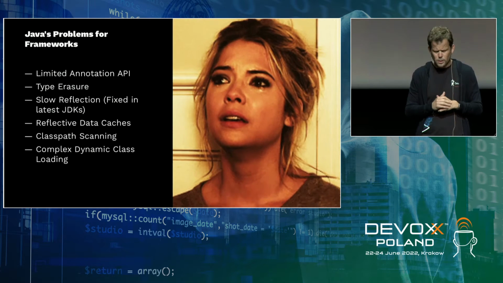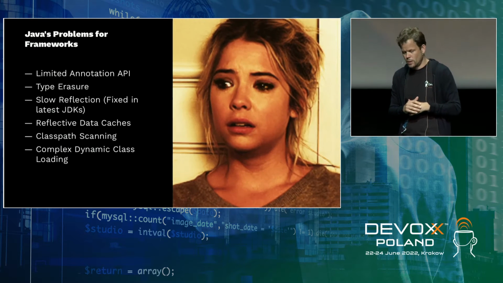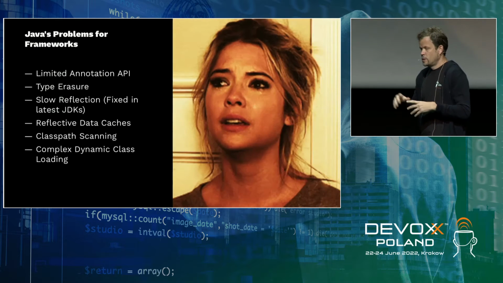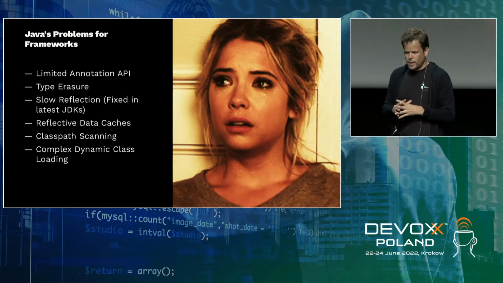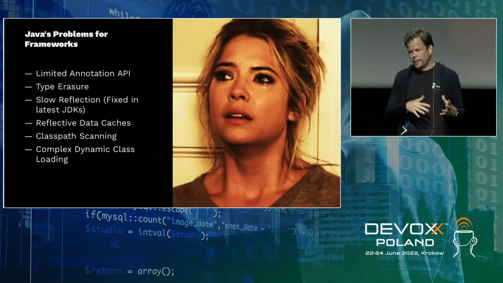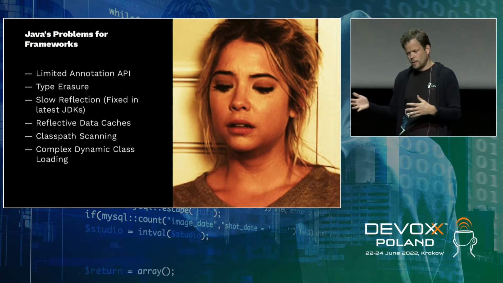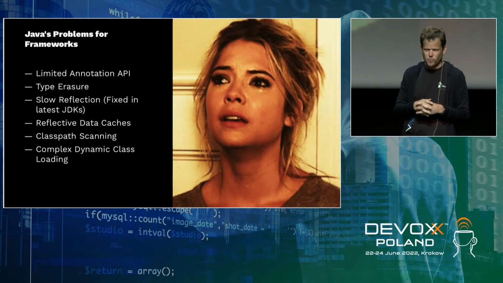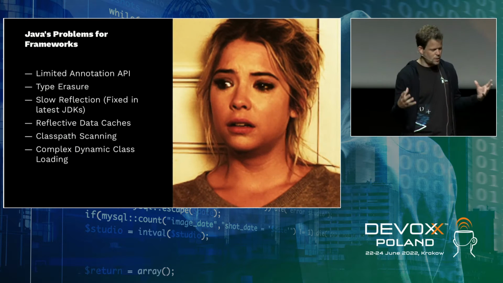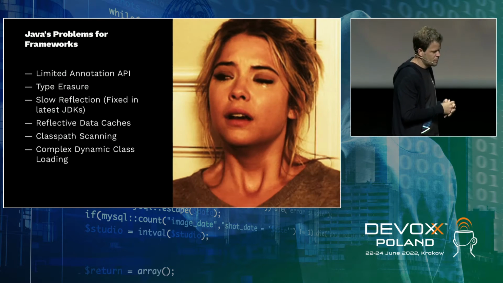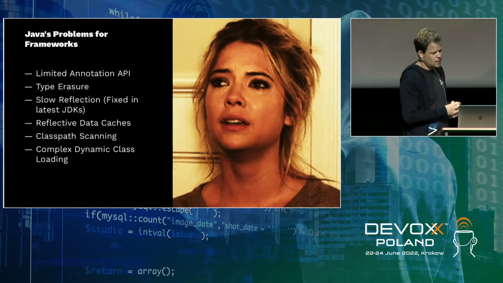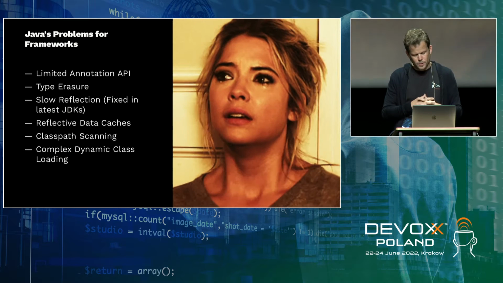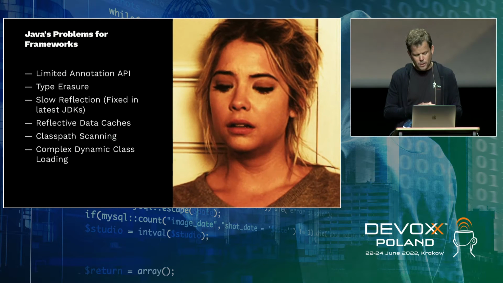A lot of frameworks and tools in the Java world are based on reflection. Typically, in a Java application with, say, Spring, Hibernate, and Jackson, each of those libraries maintains its own reflection information and caches of it. So there's no common way to cache reflective data. Classpath scanning can be slow.